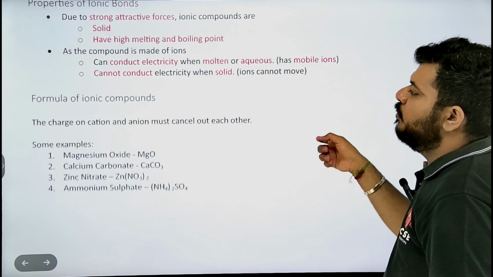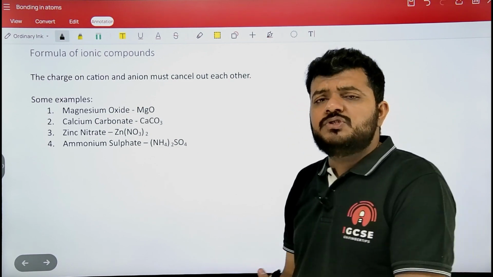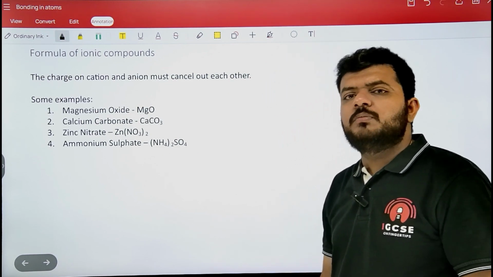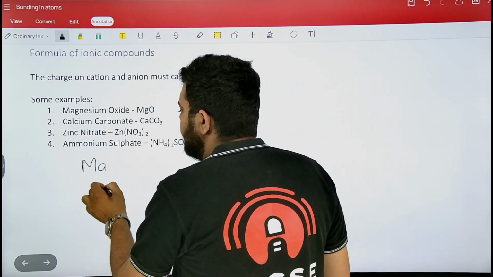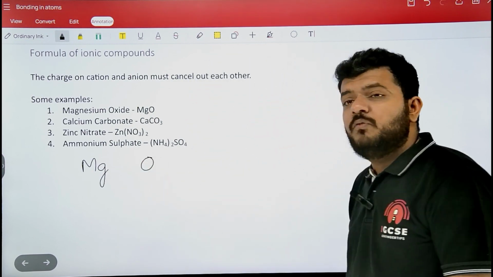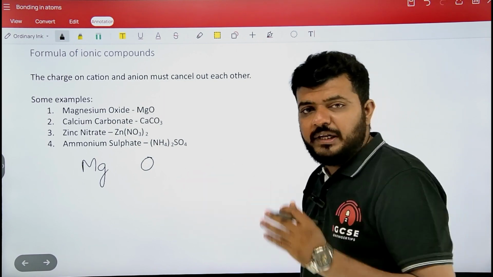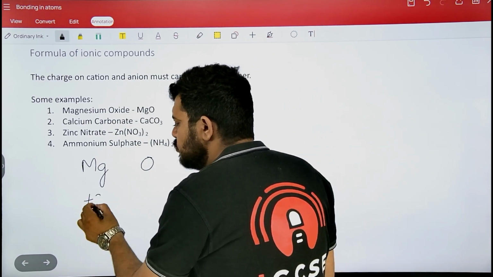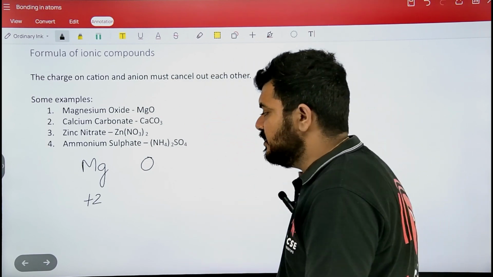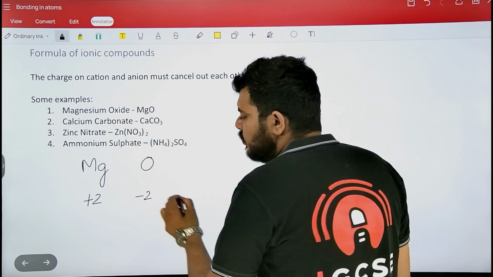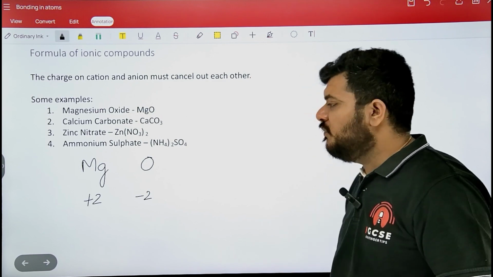Now let's look at the formula of ionic compounds. How to deduce the formula of ionic compounds, and you can use this method to even find out the formula of covalent compounds. Now see, I will write magnesium and oxygen, right? What does magnesium want to do? It wants to lose 2 electrons, so it will form a +2 charge. This +2 charge is known as the oxidation state of magnesium, right? Oxygen wants to gain 2 electrons, so it will have a -2 charge. This is also known as the oxidation state of oxygen.